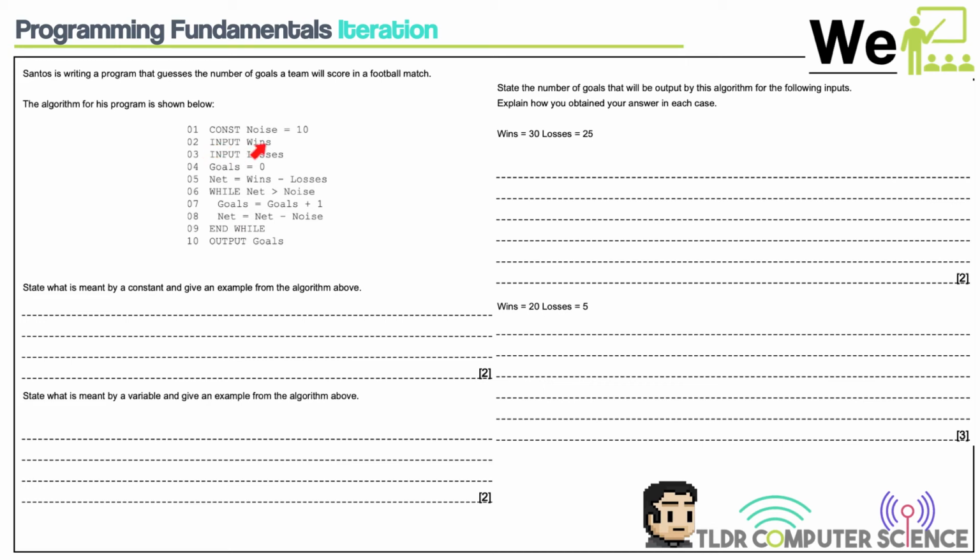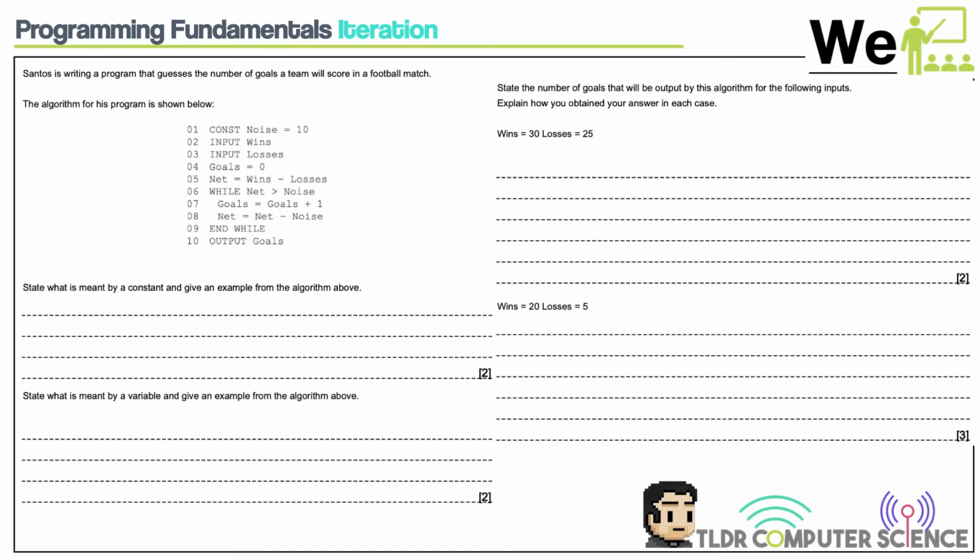You then input the number of wins, input the number of losses. So these are almost certainly going to be, in this context, variables, because they're going to have to change based on the input. Goals is initialized as being the value 0. Your net is the number of wins take away losses. That makes sense. And while net is larger than noise, which is 10, then you add goals, and then net minus noise, until net becomes smaller than noise, and then the while is ended, and then output the goals.